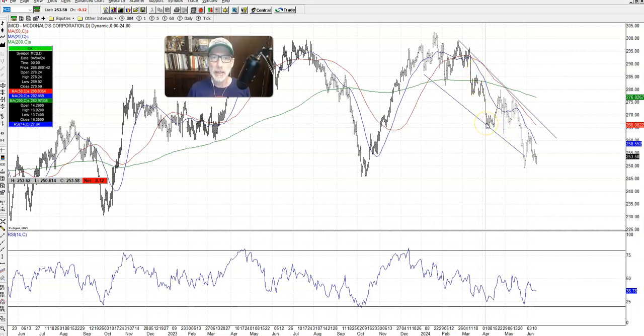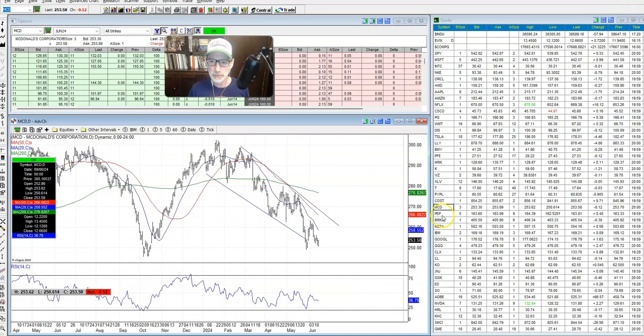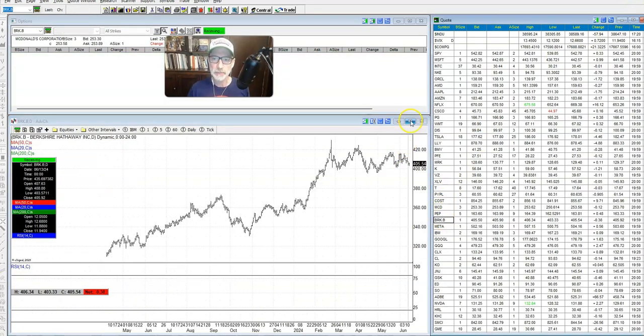Okay, if you wanted to buy McDonald's, then you would have bought down here when it came down to the bottom edge of the channel. It's just timing. It helps you get in the trades at better opportunities, and then you can get out at better opportunities. Okay, McDonald's, Berkshire Hathaway, Warren Buffett.